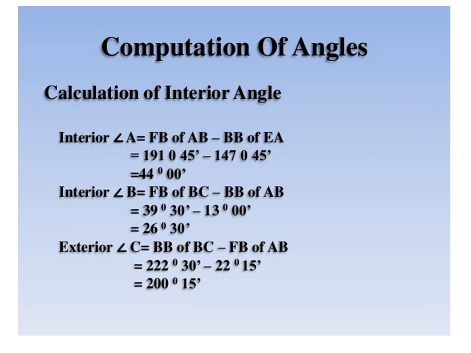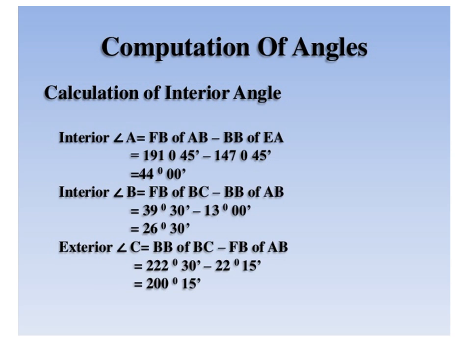So in order to calculate the interior angles, we are supposed to calculate the forward bearing of AB minus back bearing of EA as angle A. So 191 degree 45 minutes minus 147 degree 45 minutes, it is 44 degree. Similarly, interior angle B equals forward bearing of BC minus back bearing of AB, it is 26 degree 30 minutes.